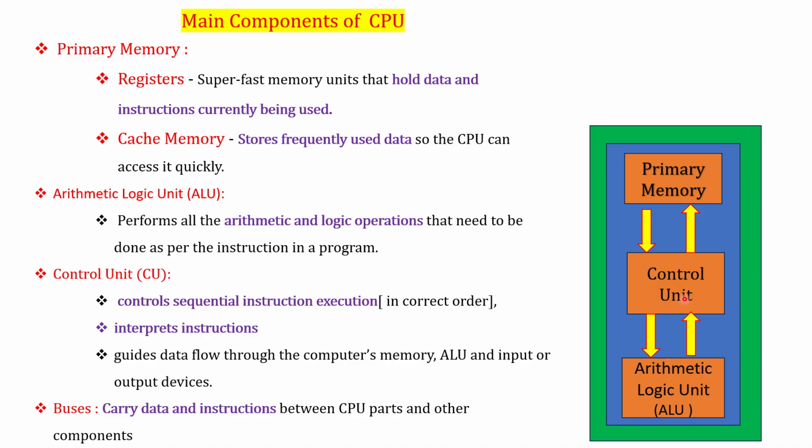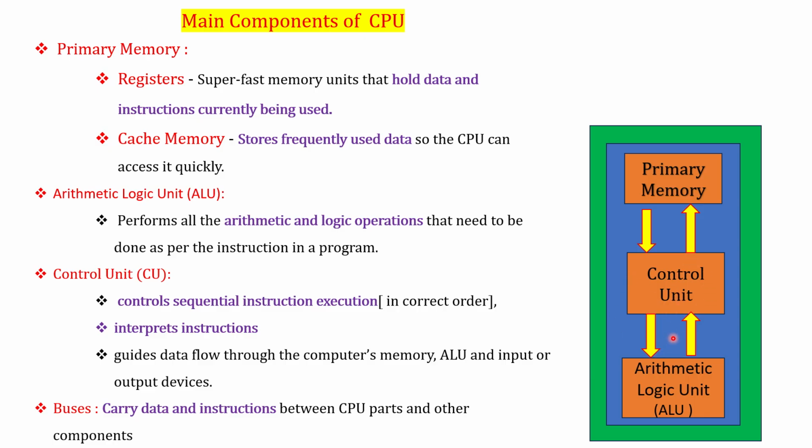The control unit is responsible for controlling the execution of the instructions. That is, the instructions should be carried out in the correct order, one after another. And also it interprets the instructions. Interpreting means it understands what the computer has to do, and it gives the command to the particular component of the computer to perform that action. So it guides the data flow through the computer's memory, ALU, and the input or output devices. The flow of data within the computer system is controlled by the control unit.